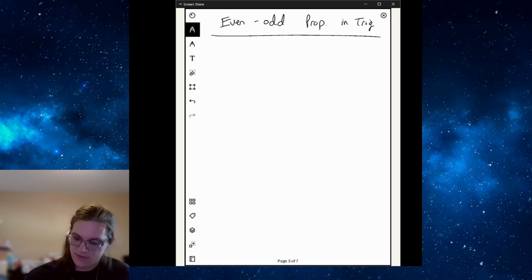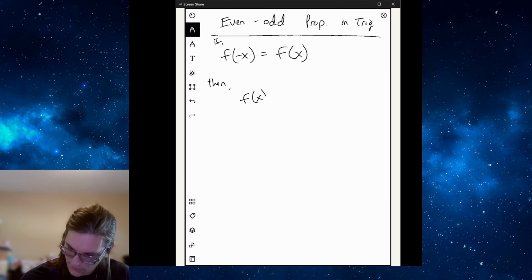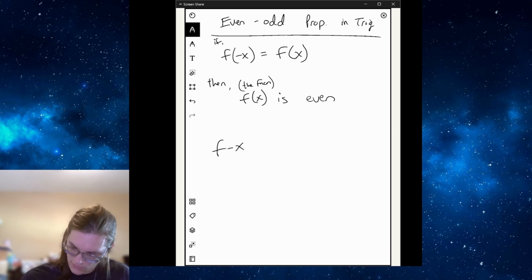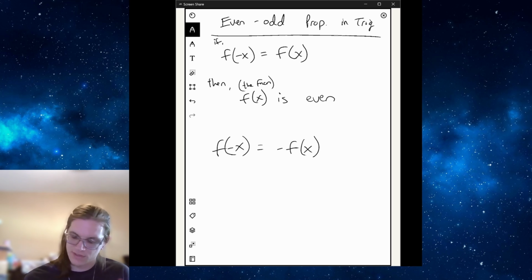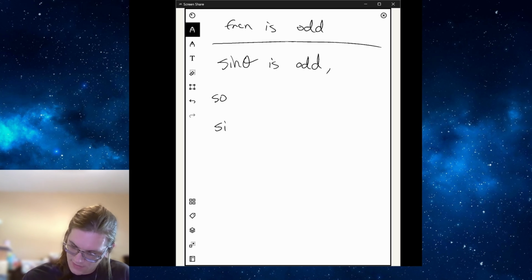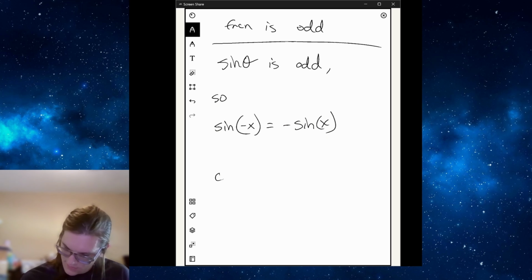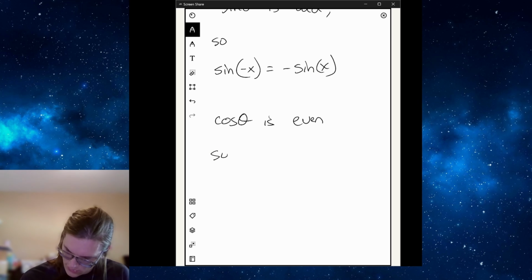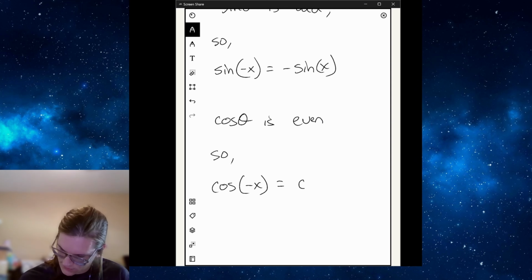Even, odd. So all this is going over is, for any function, if this is true, then the function is even. And if this is true, when you have a negative argument, it gives you the negative of the function, then the function is odd, right? It is the case that sine is an odd function. Sine is odd, so sine of negative x is the same as negative sine of x, and cosine is even, so cosine of negative x is equal to cosine of x.